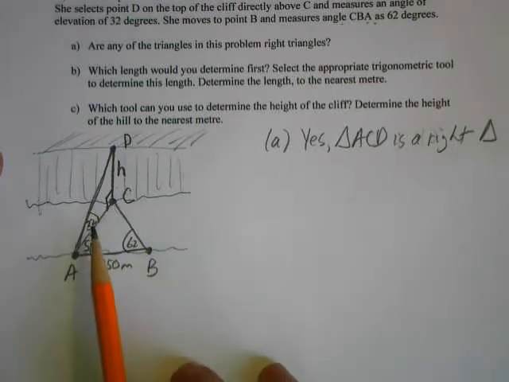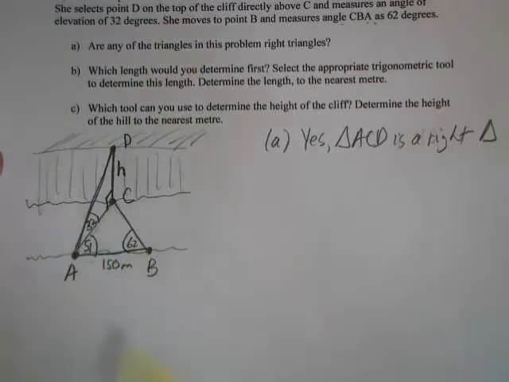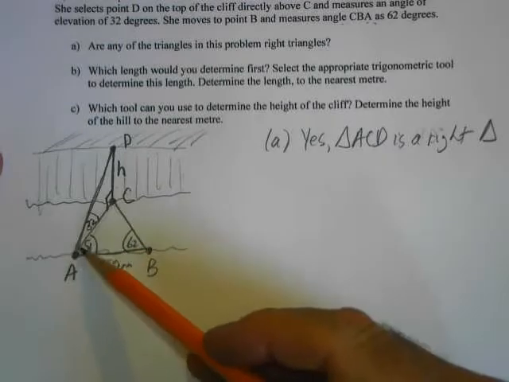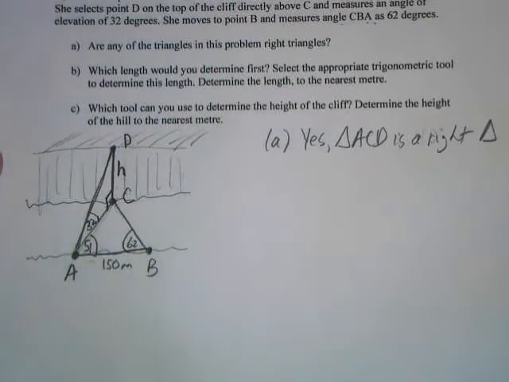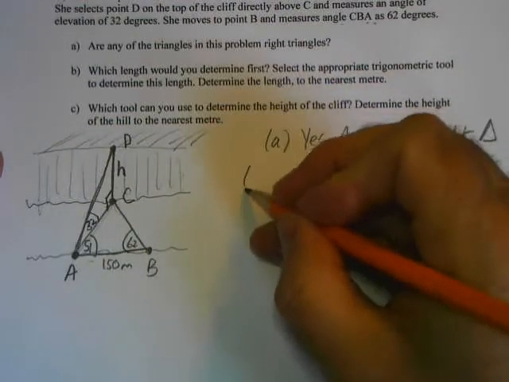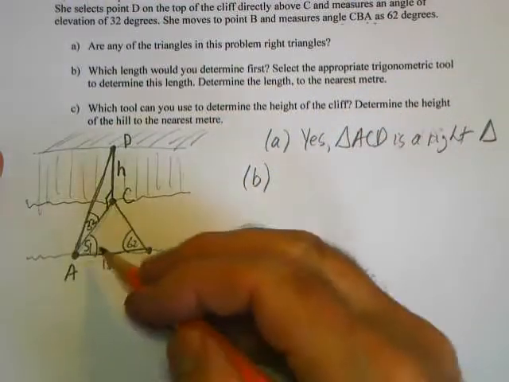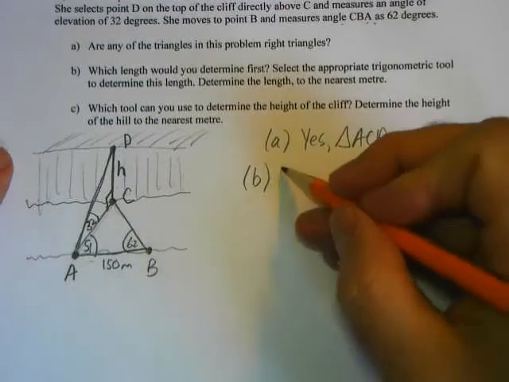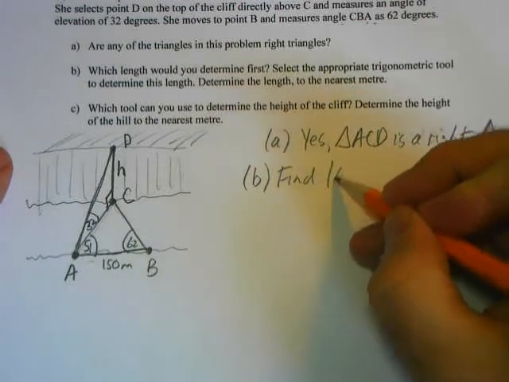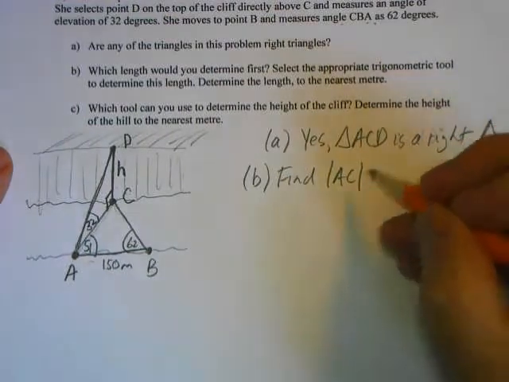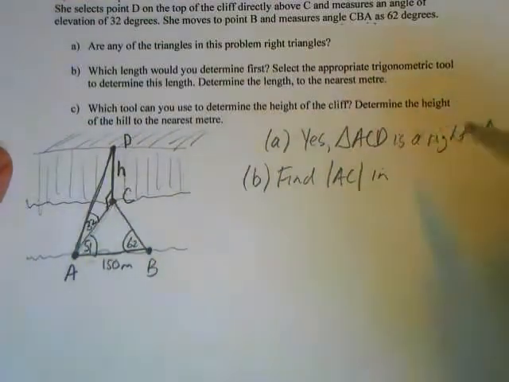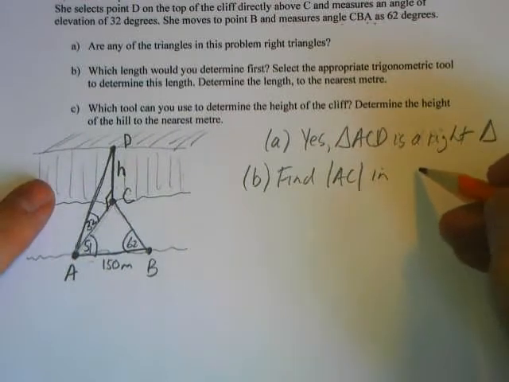And again, like my suggestion on the last question, it's going to involve that common side length. So we want to find the length of AC first. So which length will you determine first? Well, that would be AC. So find AC length, and we should be specific. We're not going to find it from ACD triangle. We're going to find it from the ABC triangle.